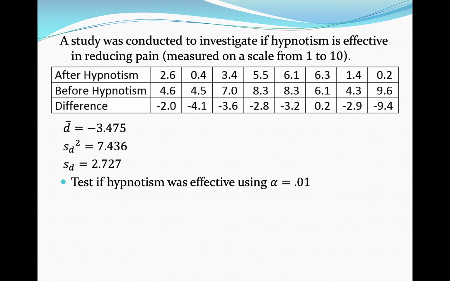We want to test if hypnotism was effective in reducing pain, and we're going to use alpha equals 0.01. So we're going to use the same 5 steps we always use for hypothesis testing. We're going to start with stating our hypotheses. Then, of course, we're going to give our critical region, calculate our test statistic, then make our decision, and then interpret our results.